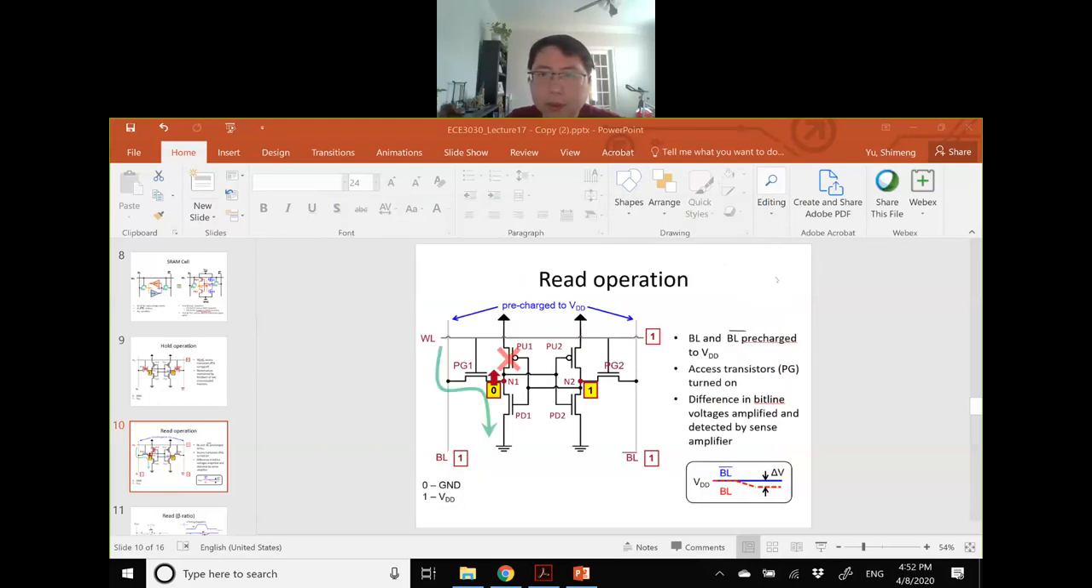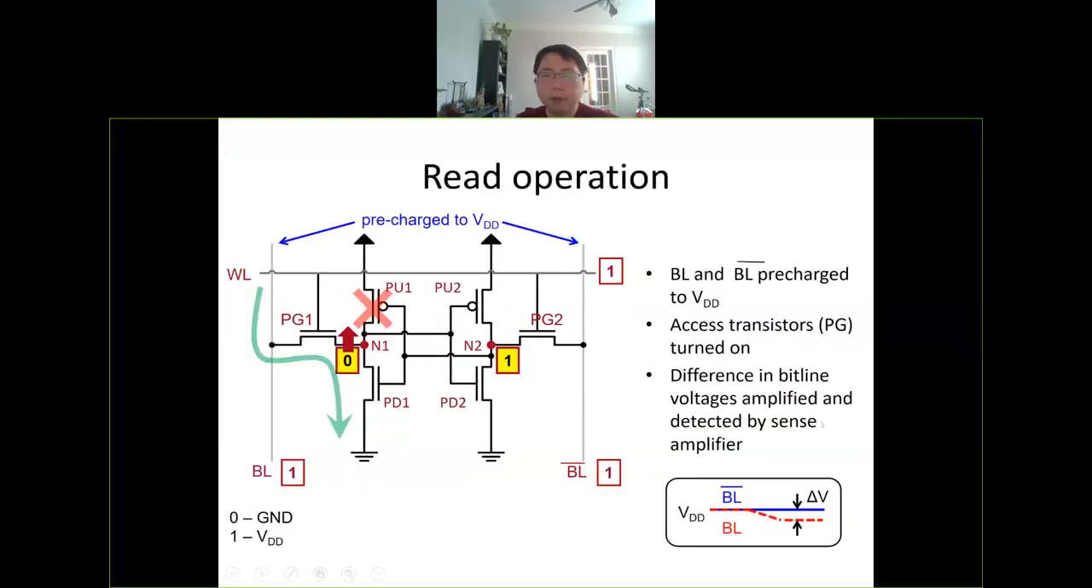Alright. So next operation is the read operation. So now you want to read the data out. Let's assume that in this case, N1 stores 0, N2 stores 1. As we discussed, we always think that the data read out from the bit line will be the data you stored. So in this case, we store 0 in this SRAM cell. So how do we read the data out?